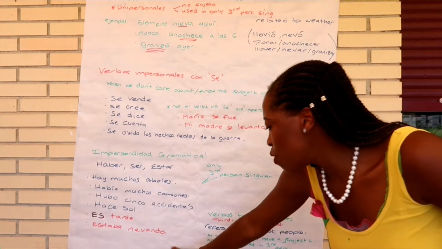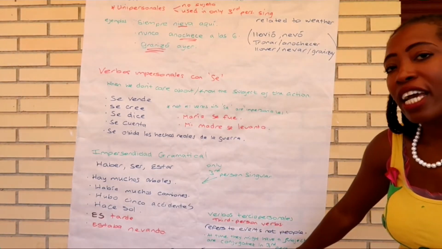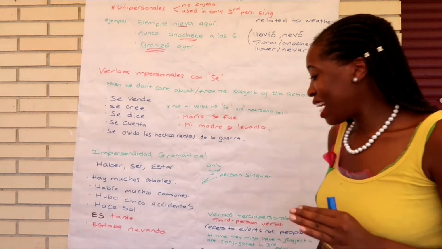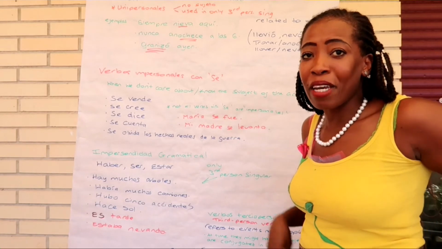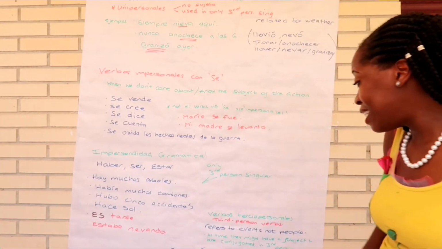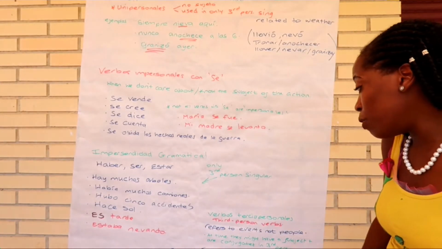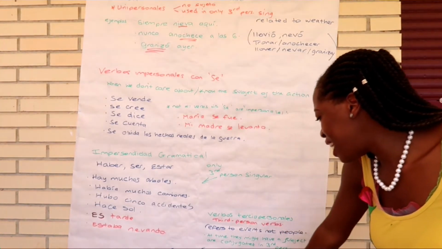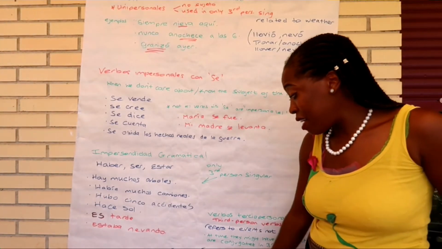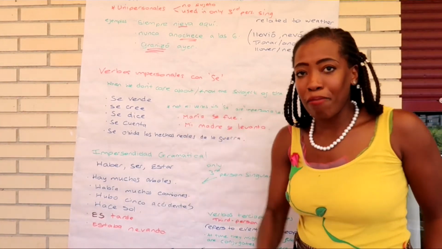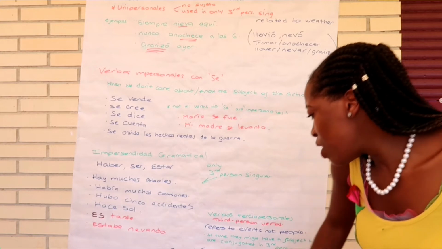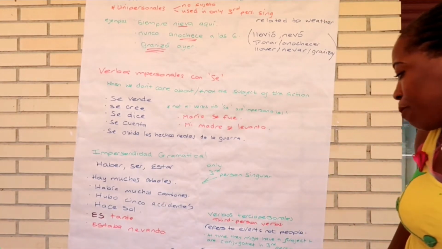Happened, it happened. Sucedió el año pasado. Okay, so it happened last year. It happened. I didn't happen. You didn't happen. We didn't happen. It happened. Third person singular. Okay, or plural. Puede ser que sea una mentira. It might be a lie. It might be. I might not be. It might be. Okay.